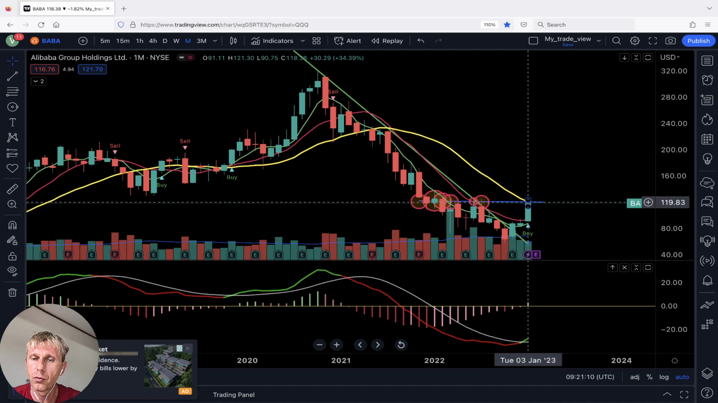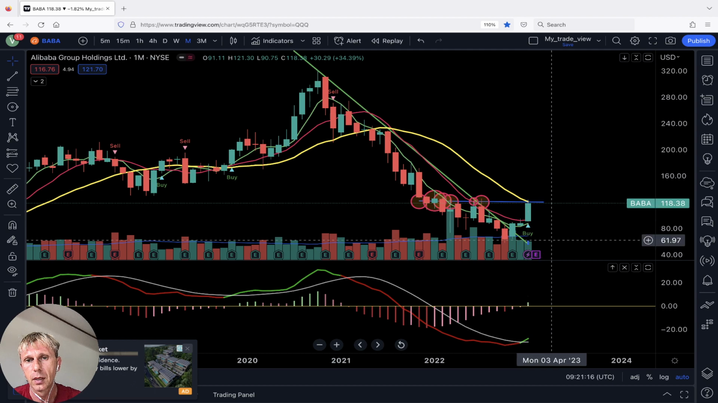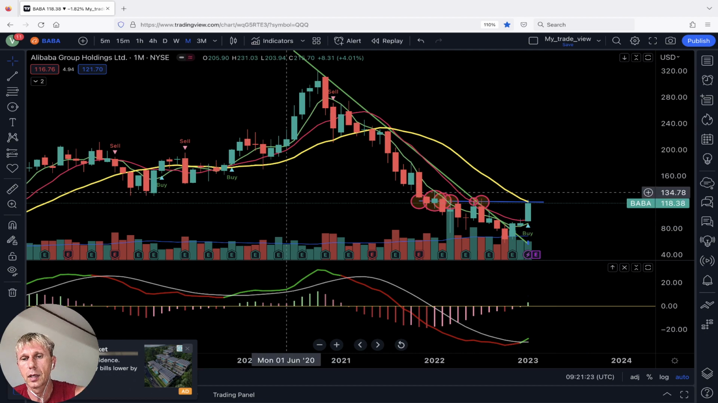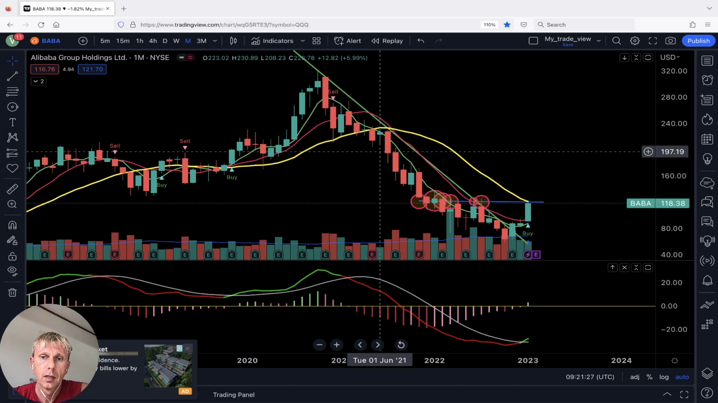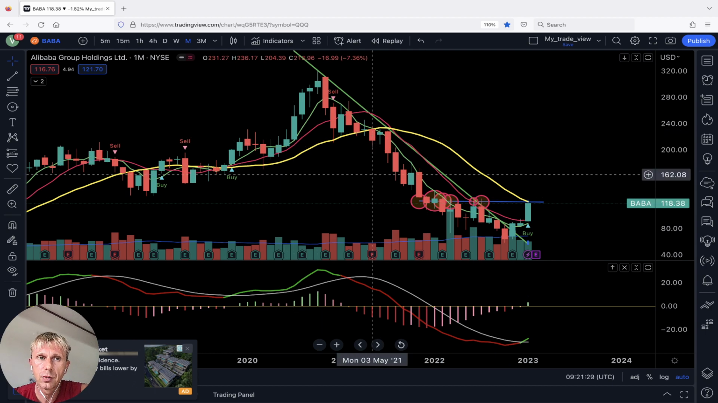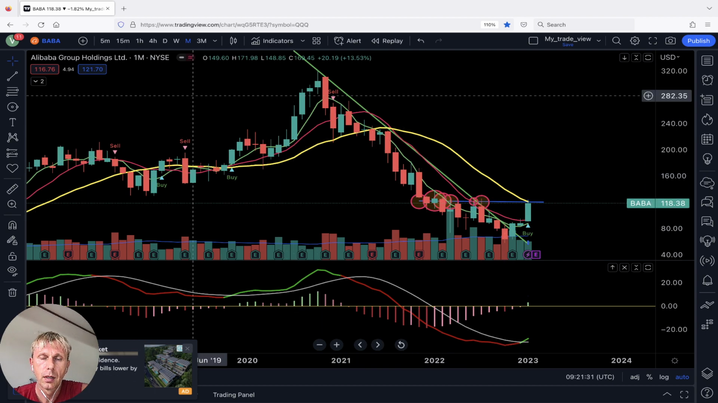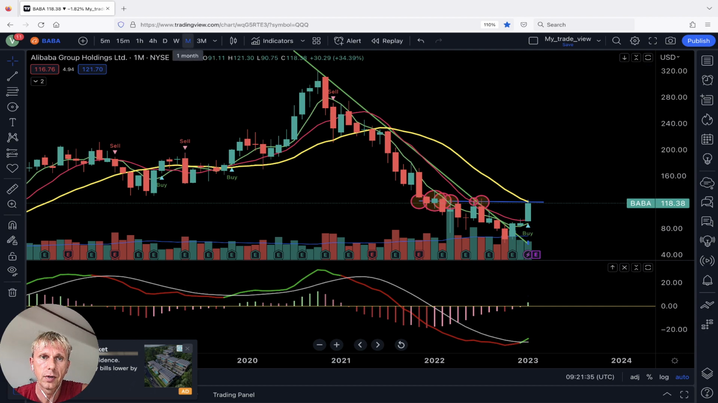It touched MA20. MA20 is strong resistance. It can bounce from it, from MA20. Let's see what will happen next week, next month. And we still have 2 more days to go in the month. Still, yeah, bullish signal on BABA on monthly time frame.